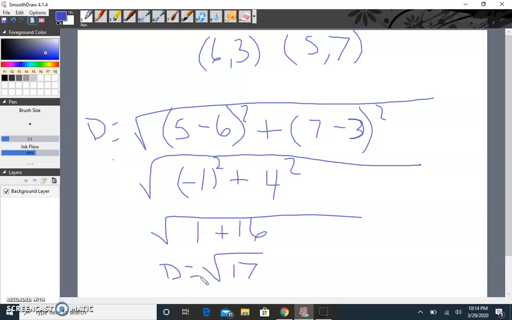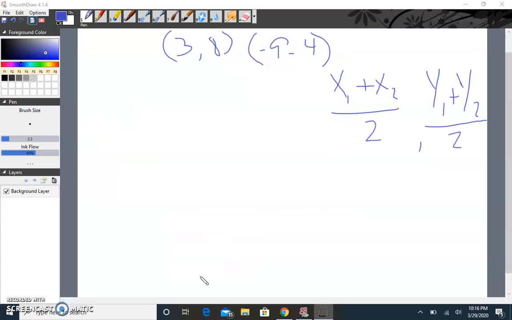And we could try to factor. There's nothing there. 17 is a prime number, so we can leave it as it is. And so our distance is the square root of 17. And that is what we figured out, the hypotenuse of that, basically. By using a squared plus b squared, a different version of the Pythagorean theorem, we can figure out what our distance is.